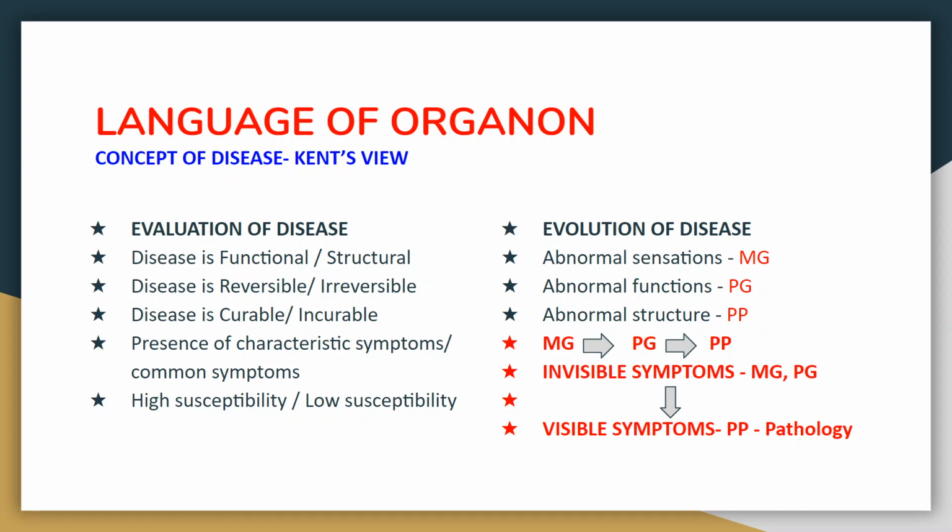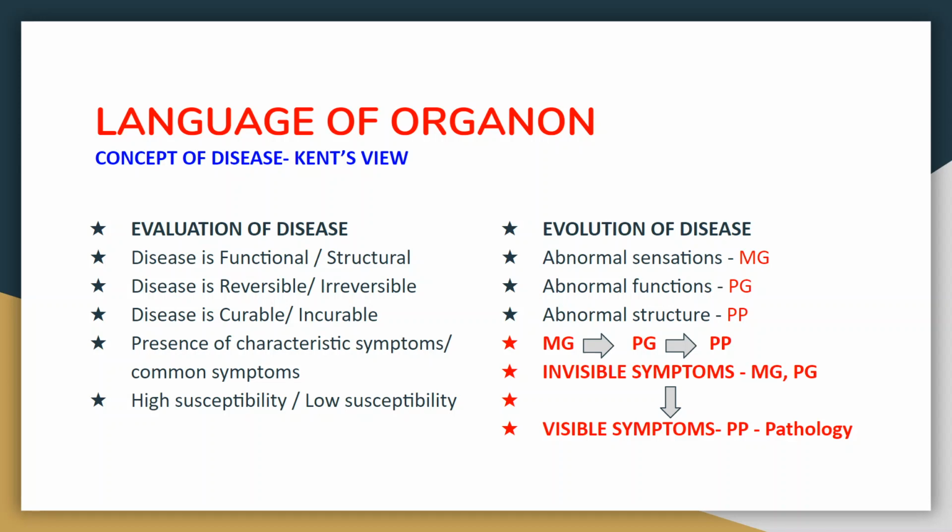So the difference between evaluation of disease and evolution of disease. Disease is measured or assessed as functional or structural. It is assessed as reversible or irreversible. Disease is curable or incurable. So first, the left hand side: the disease is functional, reversible, curable, and the right hand side will show you structural disease which is irreversible and incurable.